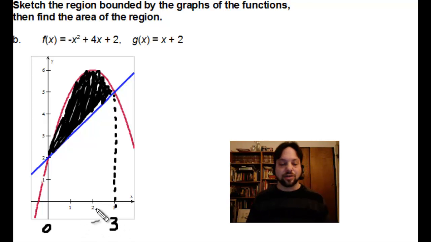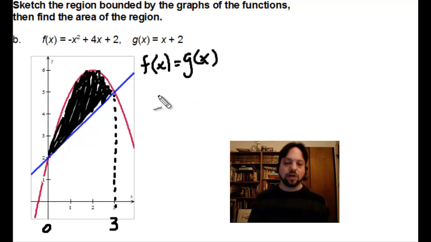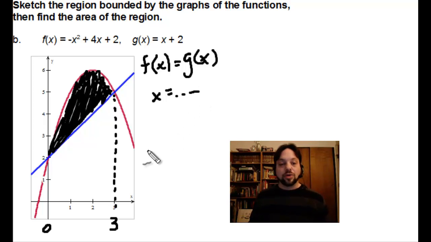Sometimes it's easy to tell on the graph, but remember, of course, if we cannot tell, then what you'll need to do is actually set f of x equal to g of x, and then just actually solve for the 1 or 2 values of x, and those will be your bounds. So in this particular case, we can tell graphically, so we really didn't have to worry about too much.